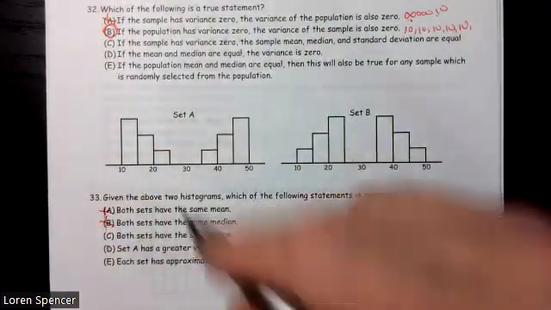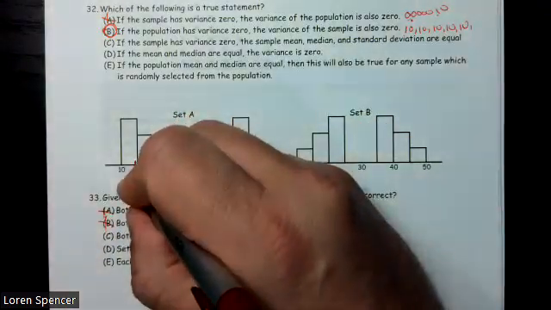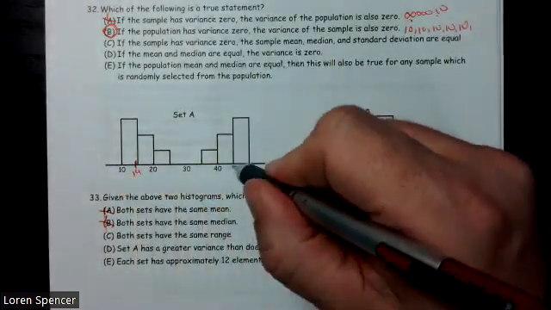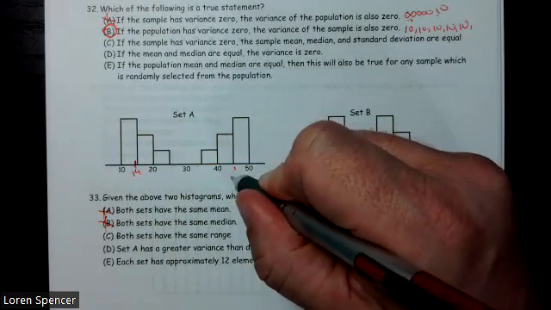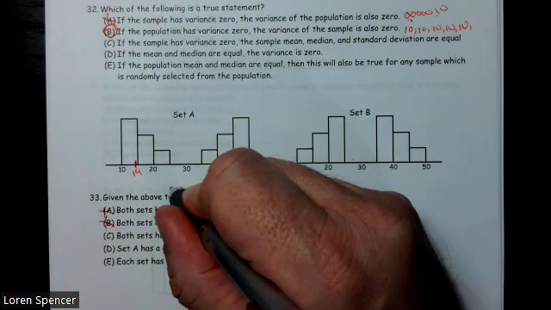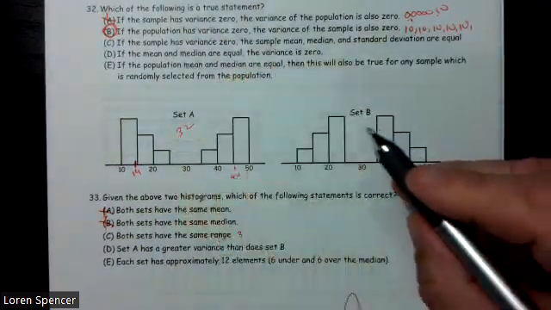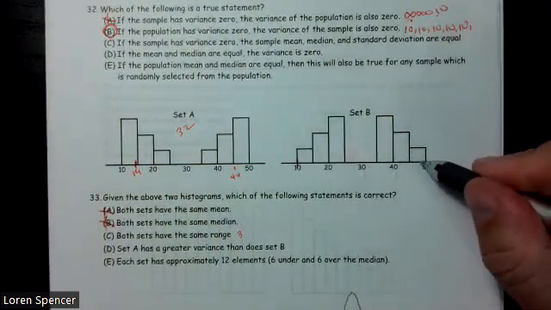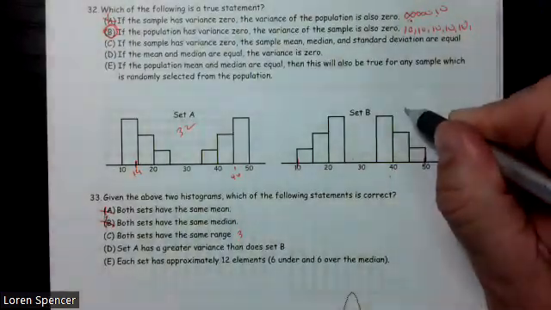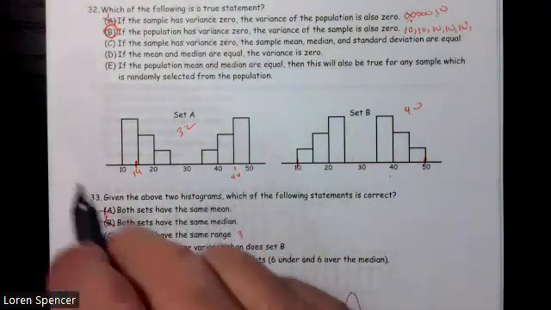Both sets have the same range. Well, what if this was up here at 14, and this was all the way down here at 46? I go, oh, 46 minus 14, that's 32. So that would mean this one had a range of 32. And this one is at 10 and at 50, in which case that has a range of 40. So because we don't know where in the bin the value actually is, it can't be that.